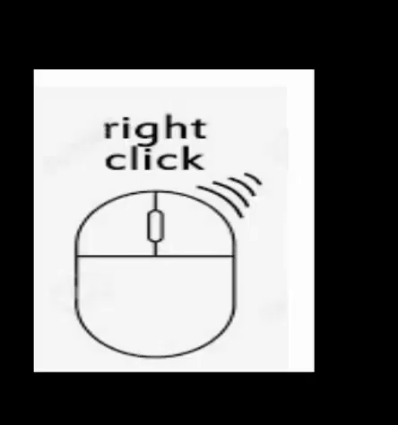Children, the next mouse action is double click. It is used to start a program or open a file or trigger an action. Children, the next mouse action is right click. Right click is used to display a set of commands and available options.